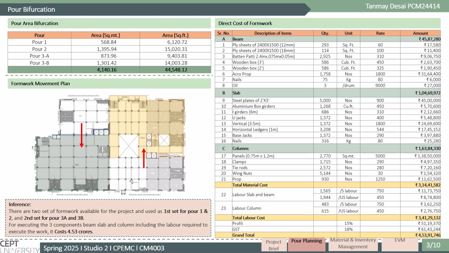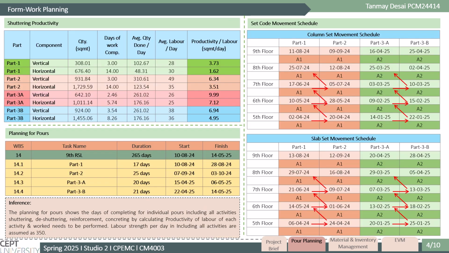Material cost as detailed amounts to 3.14 crores and labor costs are calculated at 27.6 lakhs. With the addition of profit and GST, the total cost for executing the formwork including all required materials and labor comes to 4.53 crores. The detailed formwork planning strategy and set movement schedule for both column and slab shuttering were calculated.